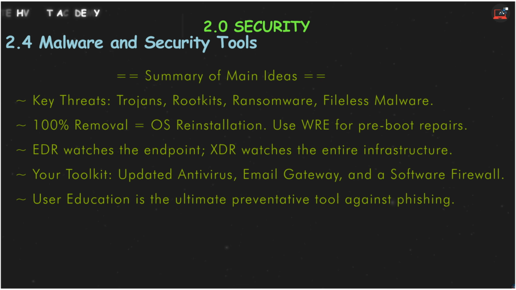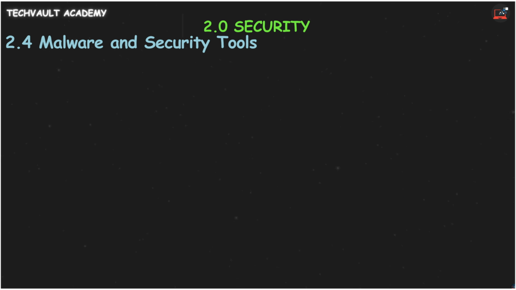Your standard security toolkit includes antivirus with updated definitions, an email security gateway to scan mail, and a software firewall to block outbound malicious traffic. The best prevention for phishing is consistent user education and training.